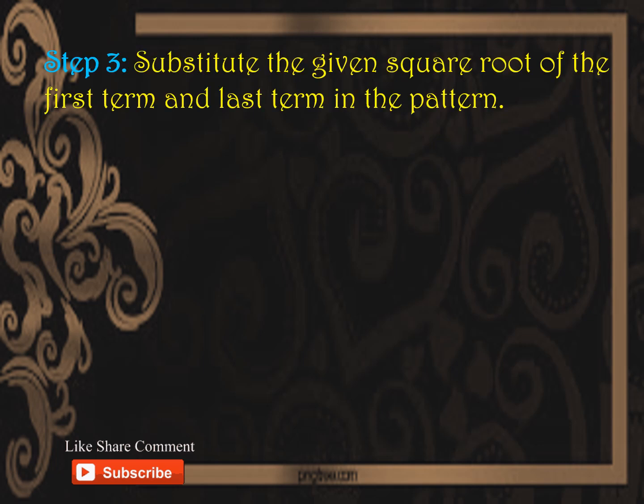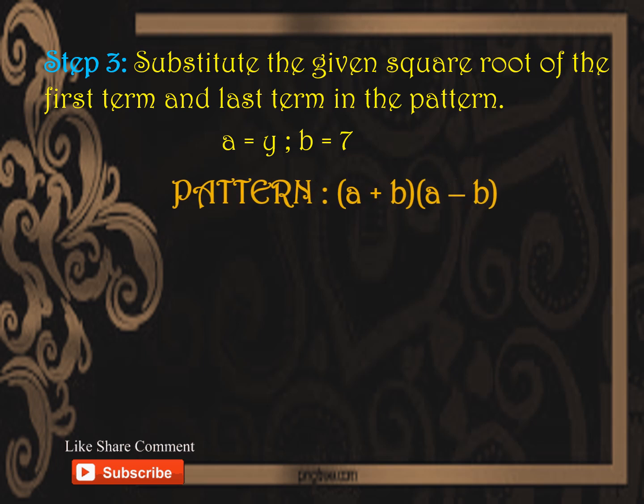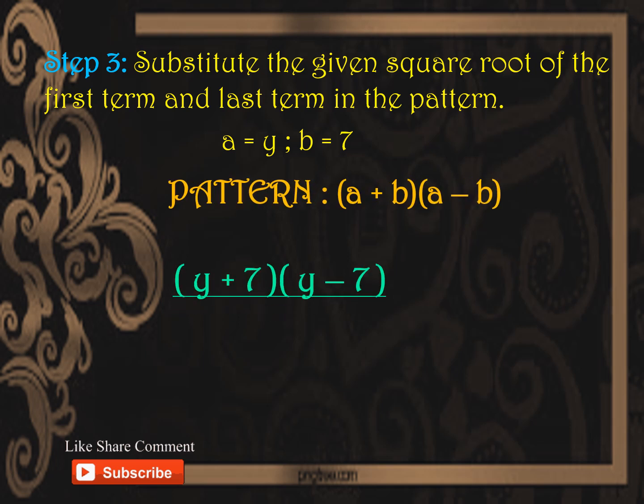So step 3, substitute the given square root of the first term and the last term in the pattern. So we have a equals y and b equals 7. So we have quantity y plus 7 times quantity y minus 7. So it is the factored form of y squared minus 49.